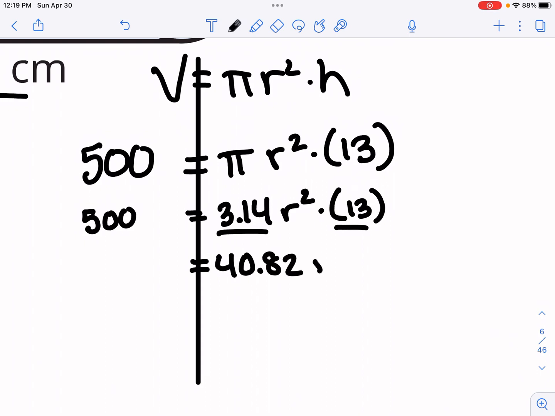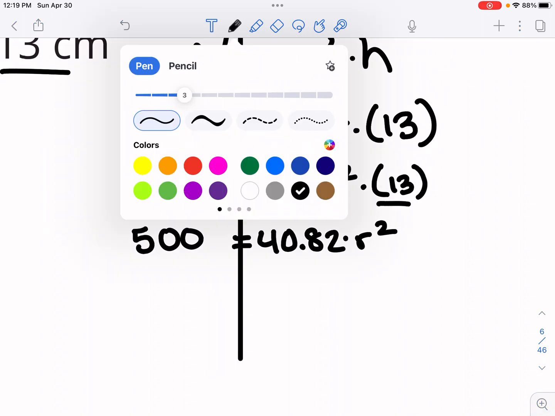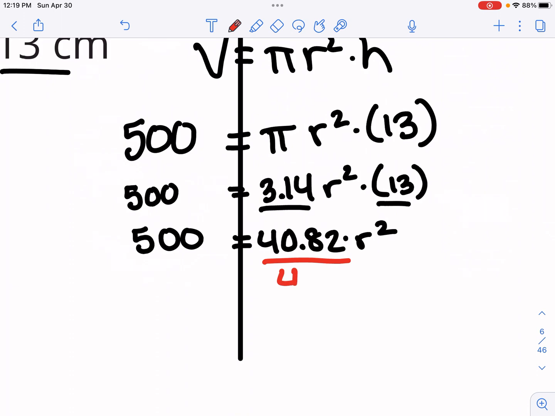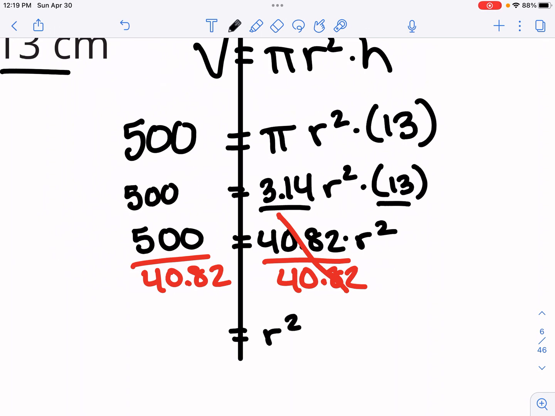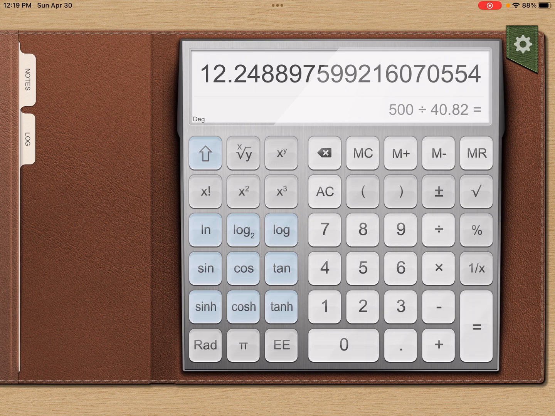And we have radius squared here still. We still have 500. And I can't do anything with the radius yet because we have this number that's multiplied to it. So let's divide both sides by this number. So divide both sides by 40.82. Right, this will go away. We'll be left with r squared on the right side. So 500 divided by 40.82. Yeah, really long number, but we're going to round this to be 12.25.